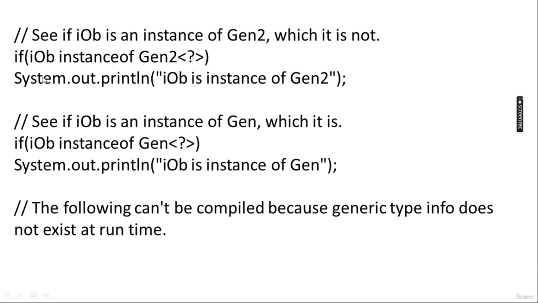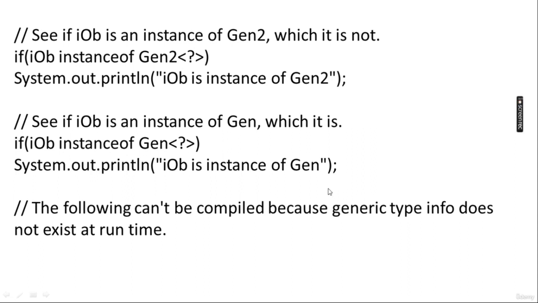If iOb is instanceof Generic2, see, iOb is not an instance. Why? Because Generic2 is a subclass of Generic and iOb cannot refer to a subclass. Okay, iOb is an object of the base class. It cannot refer to the subclass. Then iOb instanceof Generic.